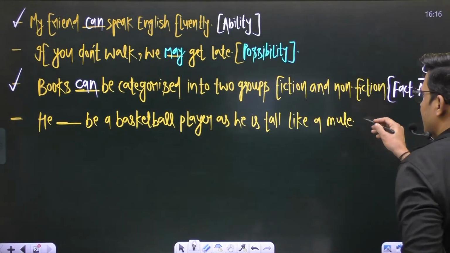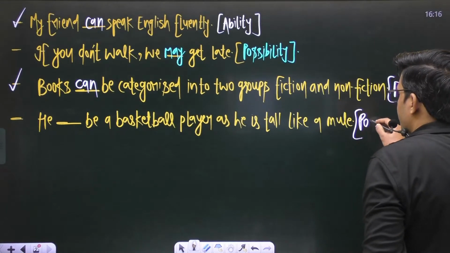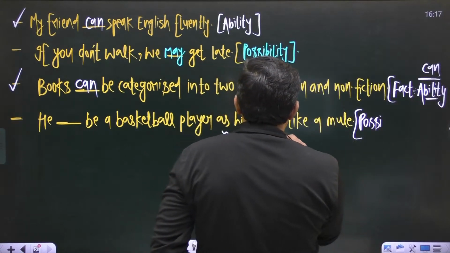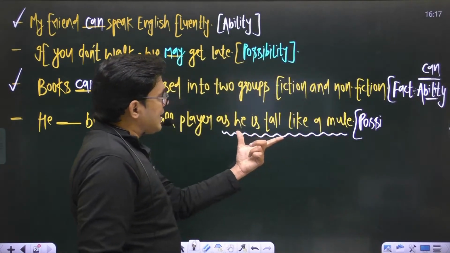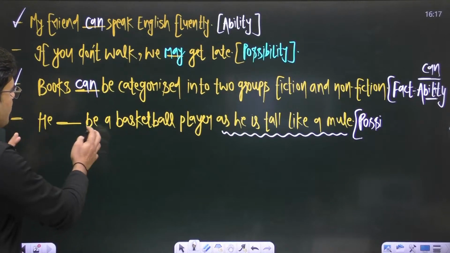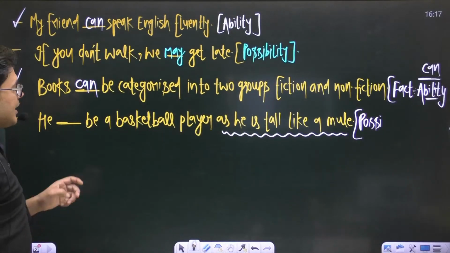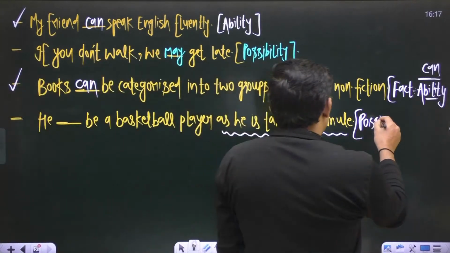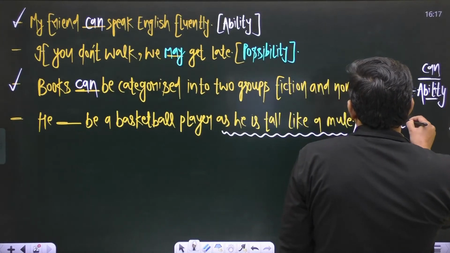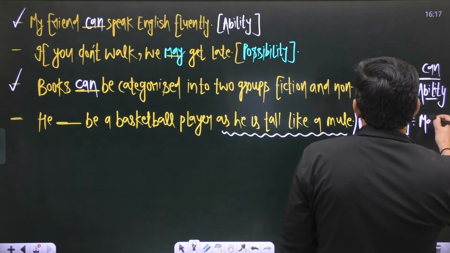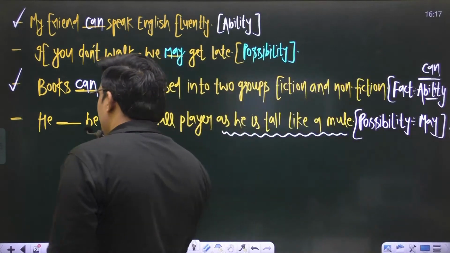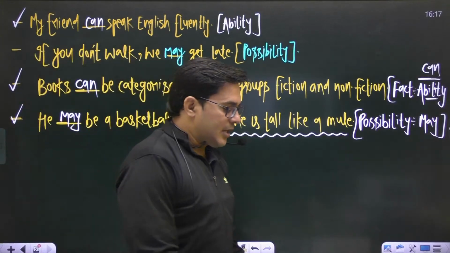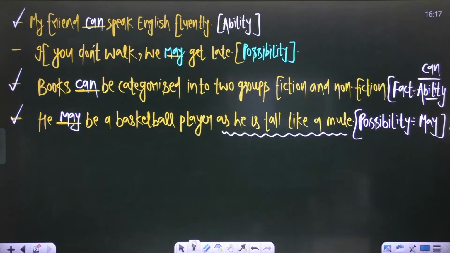And in the next sentence, it is pure possibility, right? It is said, as he is tall like a mule. Because he is tall like a mule, that's why he is supposed to be a basketball player. It is possibility for him to be a basketball player, so that's why it is possibility. And whenever we talk about possibility, we use may in that particular sentence. So in this sentence, modal auxiliary verb may will be the right answer. Okay, may will be appropriate in this particular sentence.